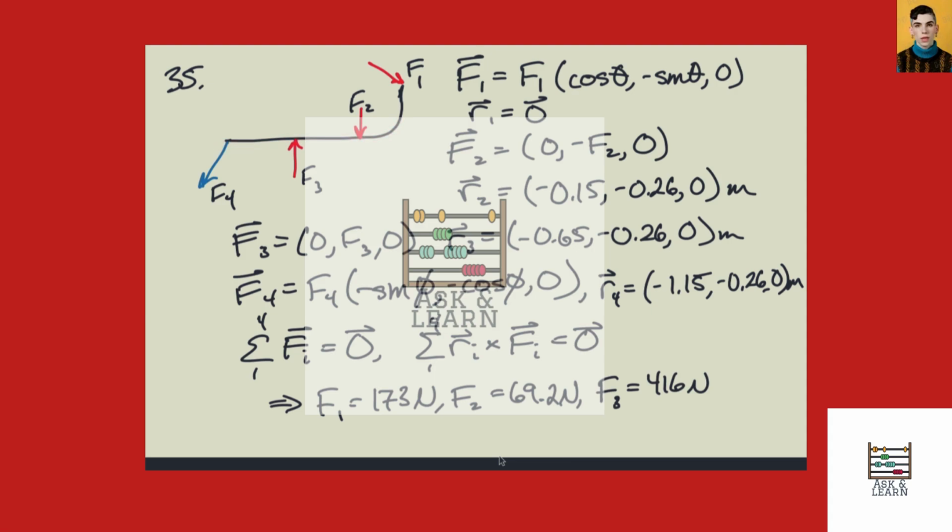So if we sum forces and sum moments on this structure, we'll get three equations. And we have our three unknowns right here. And it turns out, if we plug in the numbers we're given, that F1 here is 173 newtons, F2 is 69.2 newtons, and F3 is 416 newtons.